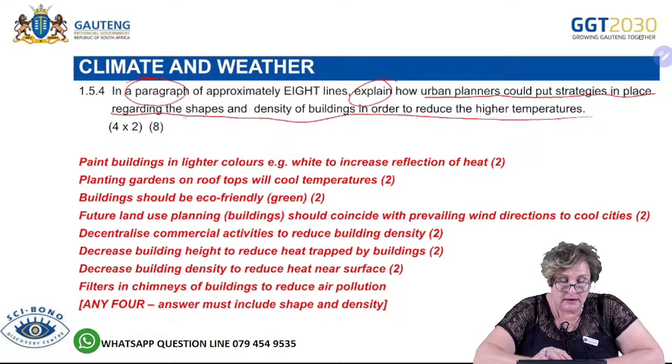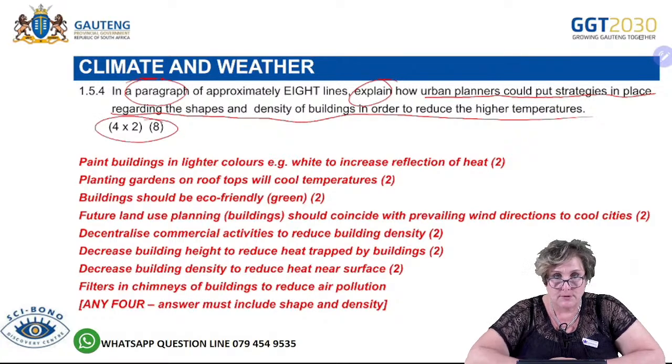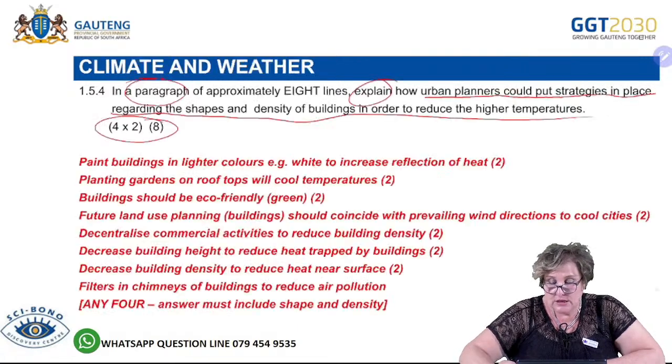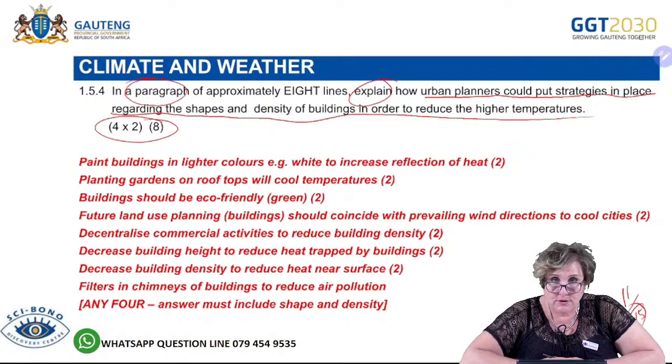Now, it's a paragraph question, 4 times 2. Now, boys and girls, this is now the end of climate and weather. So, for this question, it's also easy to get at least 11 out of 15. I'm going to give you 1 minute to quickly jot down these answers. And then I'm going to hand over to Miss Cynthia Zondi to do the geomorphology part with you.